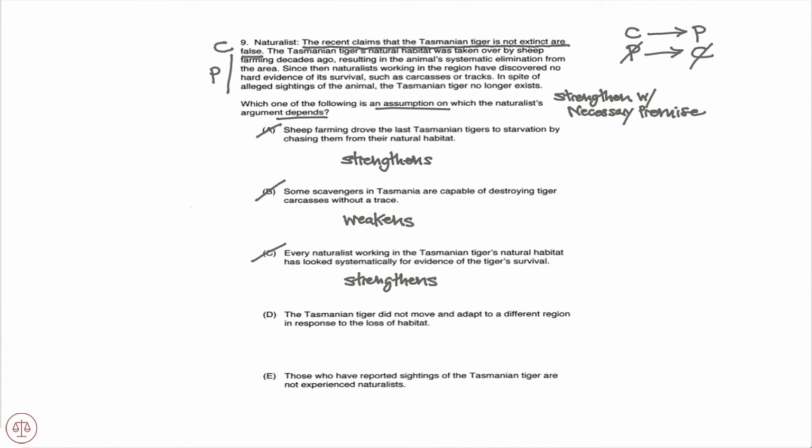D, the Tasmanian tiger did not move and adapt to a different region in response to the loss of habitat. Notice D clearly strengthens, because the first premise is that the natural habitat was taken over by sheep farming, resulting in the animal's systematic elimination from the area. D tells us that they didn't go somewhere else and prosper. So that clearly strengthens the argument that the Tasmanian tigers are extinct, or that the claims that they're not extinct are false. Now let's negate D to make sure that it's also necessary. D would become: the Tasmanian tiger did move and adapt to a different region in response to the loss of habitat. What does that do to this argument? It completely destroys it. So D would be the correct answer. It strengthens and is necessary to the argument. And notice the problem with A and C: while they strengthen, they were not necessary.